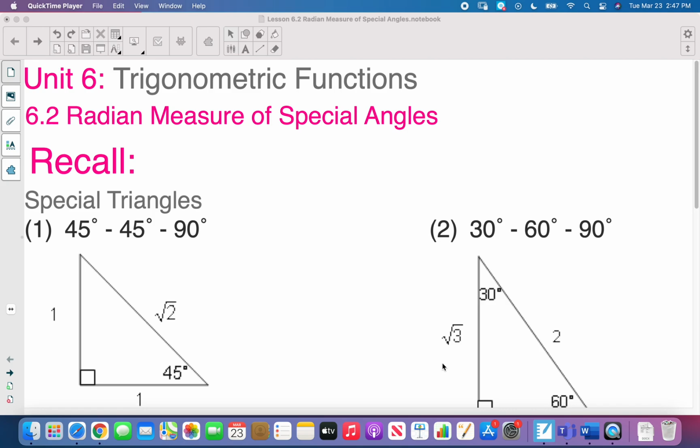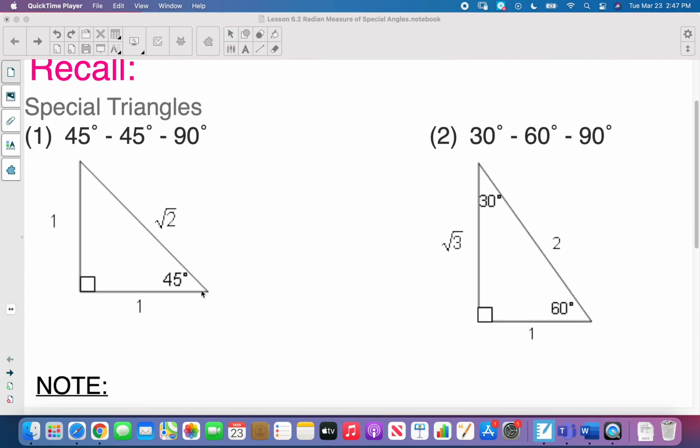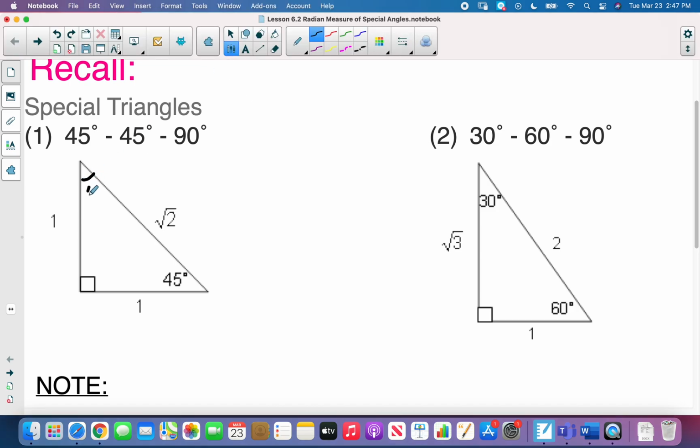Radian measure of special angles. We're going to recall special triangles that we have seen before. The 45, 45, 90 triangle, which is 45 and 45 degrees, and this is the right angle. And the 30, 60, 90 triangle, which is 30, 60, and 90 degrees. And we also use these lengths, 1, 1, and the hypotenuse is root 2.